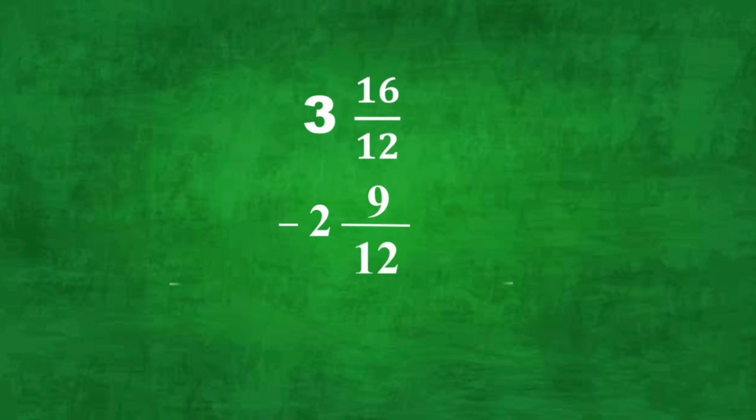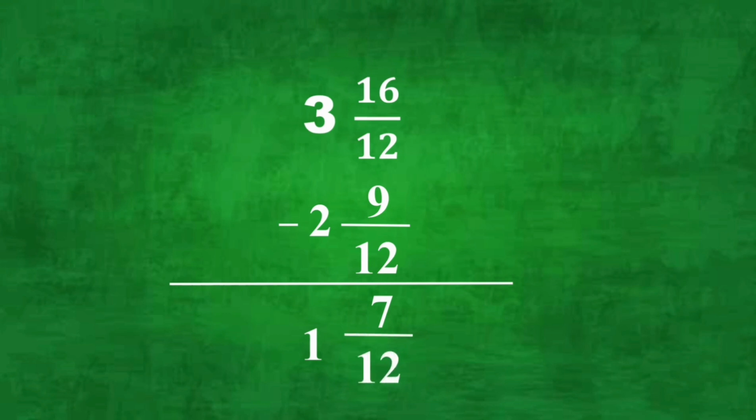Now let us rewrite the fractions. 3 and 16 over 12 minus 2 and 9 over 12. 3 minus 2 is equal to 1. 16 minus 9 is 7, then copy the common denominator, which is 12. Our answer is 1 and 7 over 12.